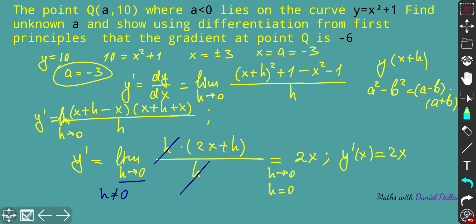Now what we need to do is plug in the coordinates we're looking for. So we're looking at the point Q, and that means the coordinate a is going to be negative 3.